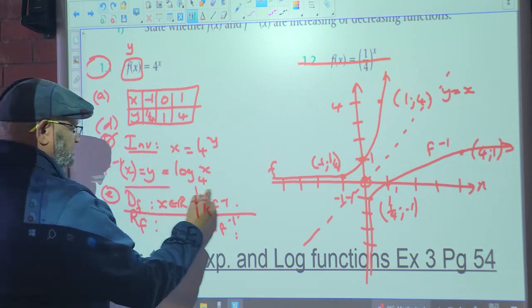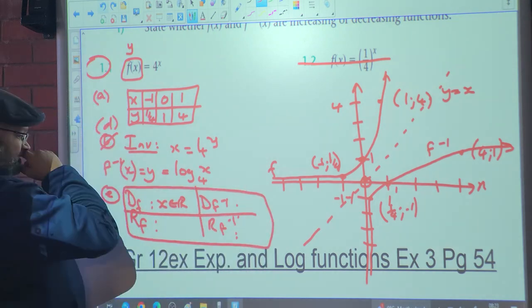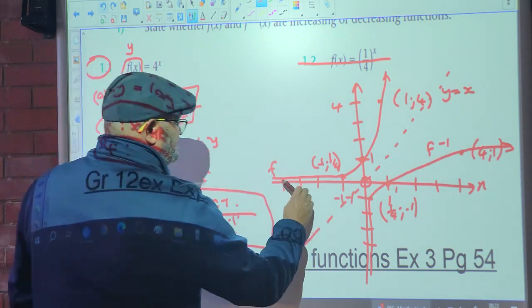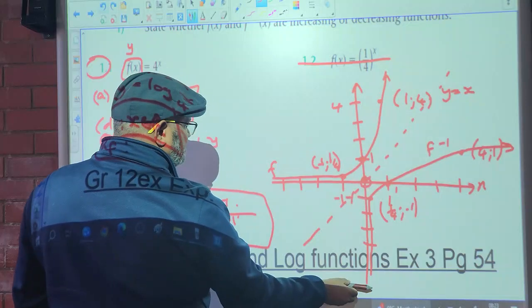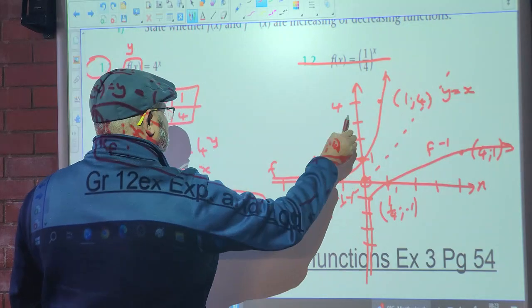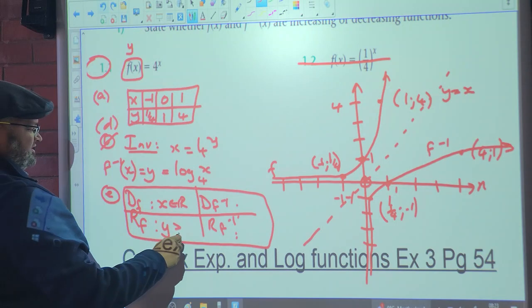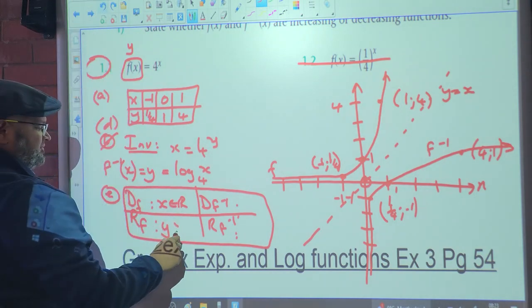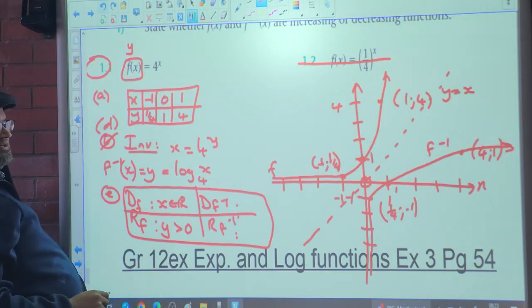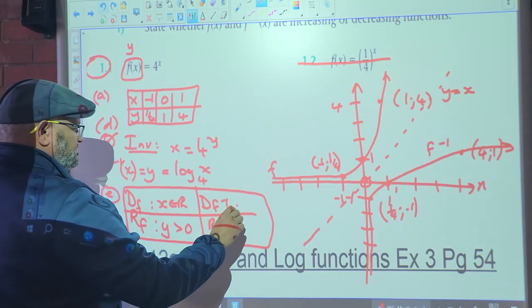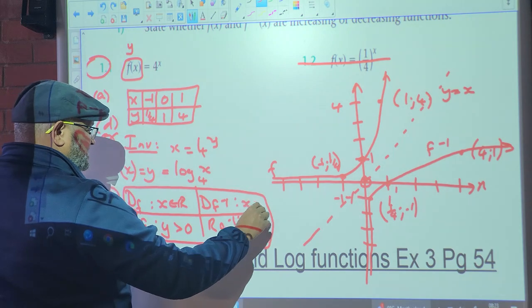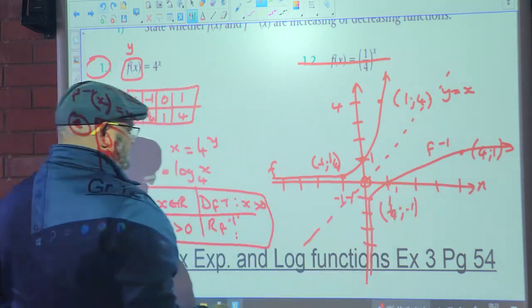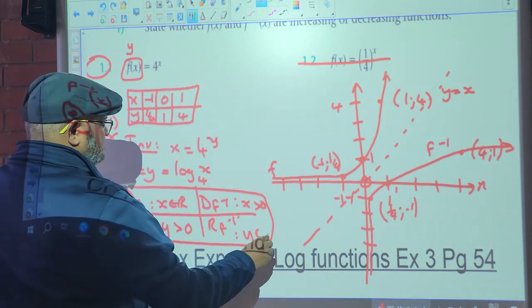Let's look at the range. Does this graph exist at negative infinity? Where does it start existing? 0 onwards. So y is greater than or equal to? No, not equal. Why not equal to 0? Asymptote. And we see the domain becomes the range. So for the inverse, the domain is x greater than 0, as you can see, which is true. And your range is y is an element of R.